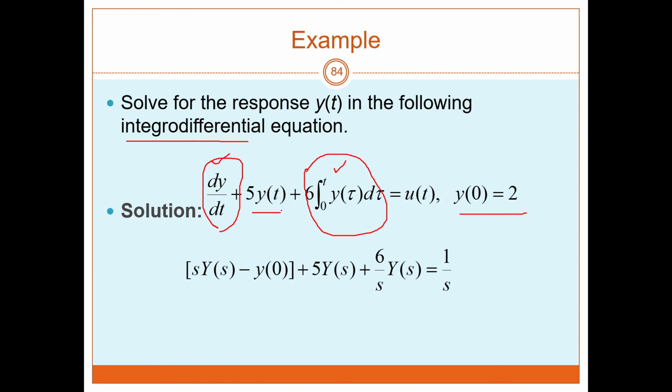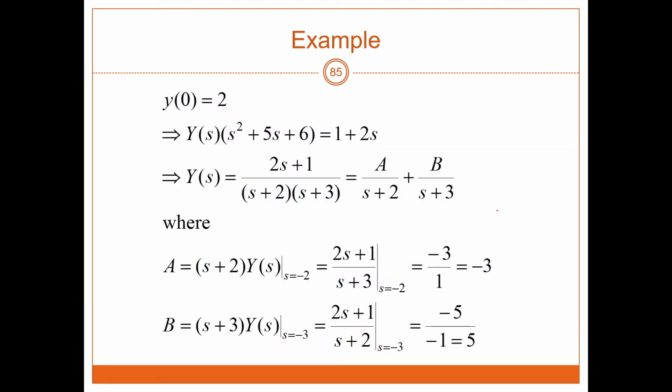So now it becomes sY(s) for the first one, from the differentiation, and plus 5Y(s), the second one, and then the integration. For differentiation we multiply by s, and for integration we divide by s. This is equivalent to 1 over s, which is u(t), without any constant or shifted values. Again, we substitute in the initial conditions and factorize Y(s).